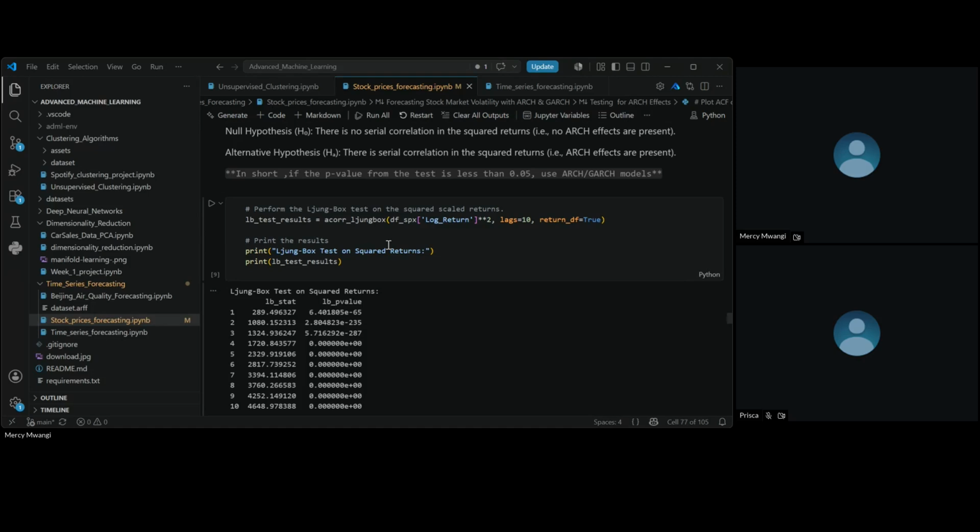Okay. The other one, we called it, yes, I remember this, the augmented Dickey-Fuller. Yeah, there you go. The interpretation of the p-value is the same. If it is less than 0.05, you reject the null hypothesis, and therefore your data is stationary.